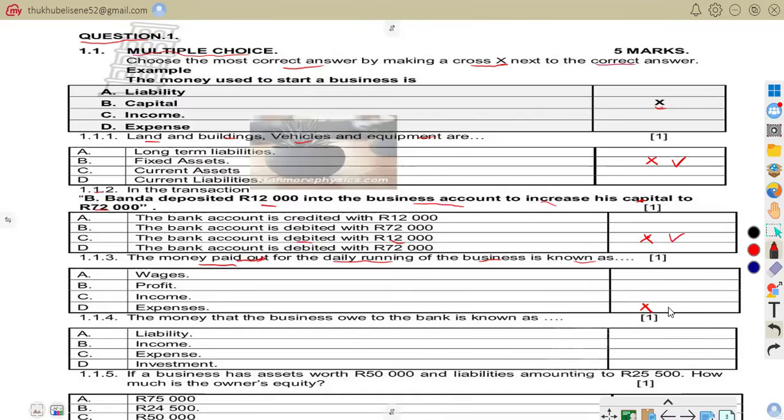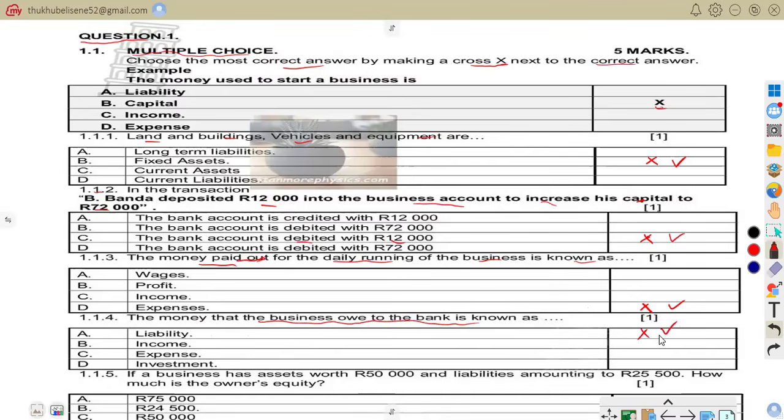So now let us be on 1.14. The money that the business owes to the bank is known as: liability, income, expense, or investment. So that is a liability. So the correct answer there is A.